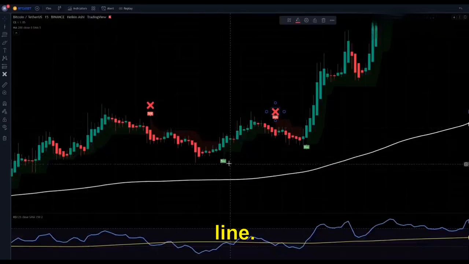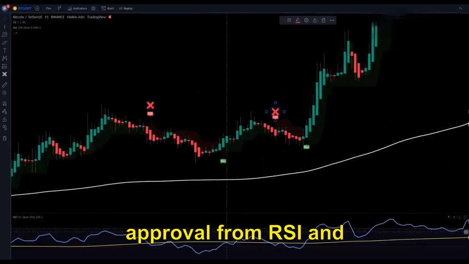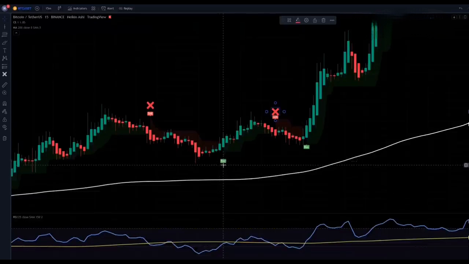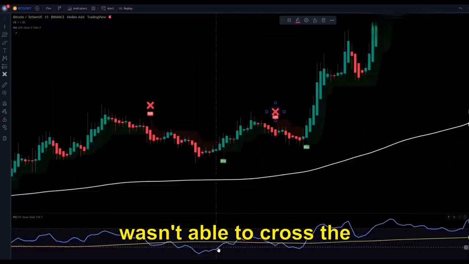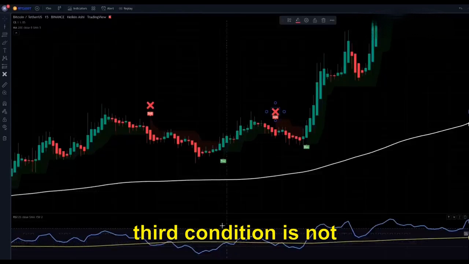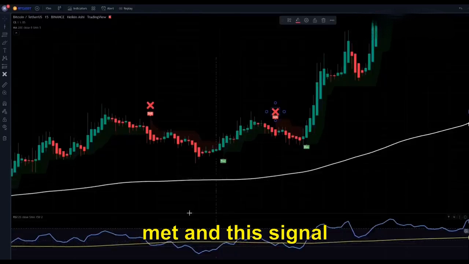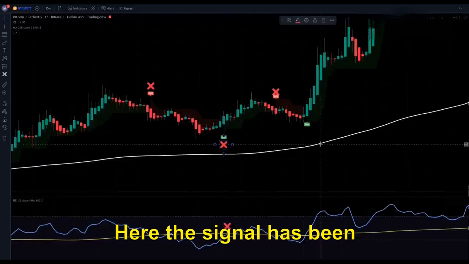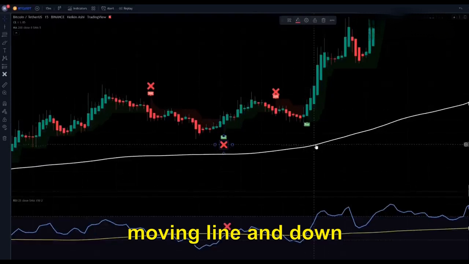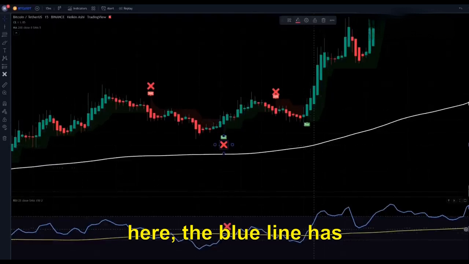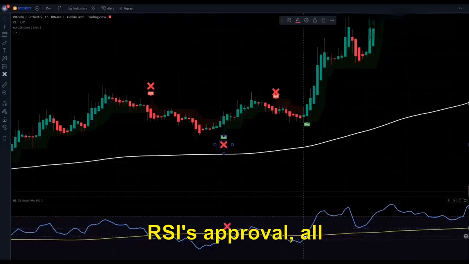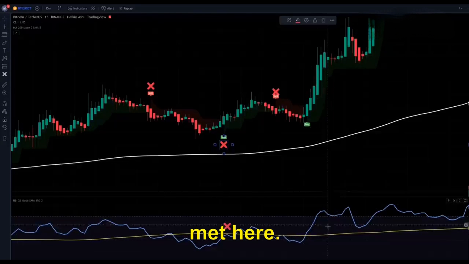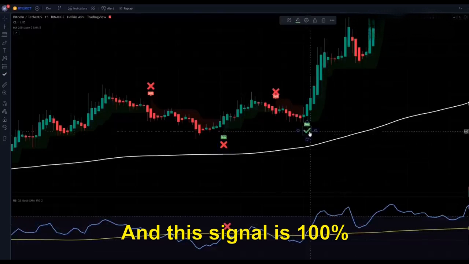But we get the final approval from RSI and the third condition should be met as well. Here the blue line of RSI wasn't able to cross the yellow line, so the third condition is not met and this signal loses its validity. Here the signal has been given on top of the moving line and down here the blue line has cut the yellow line upwards. So with the RSI's approval, all 3 conditions are met here. And this signal is 100%.